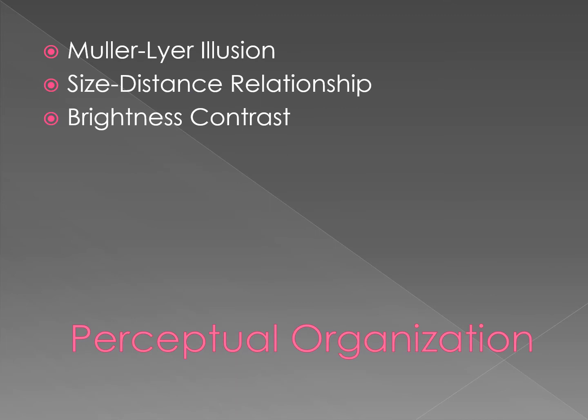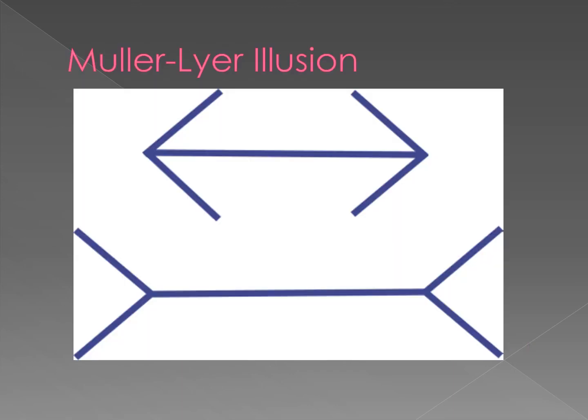All right, so perceptual organization, and we're going to focus on a few things. The Müller-Lyer illusion, which I was just talking about, size-distance relationship, and brightness contrast. So here's the Müller-Lyer illusion. Look at this. Which line do you think is longer? The one on top or the one on bottom?